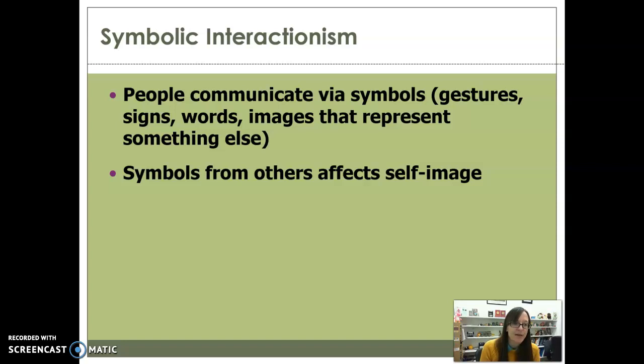So, an A on your paper is symbolic of intelligence or academic dedication. Wearing an expensive watch or driving an expensive car, that's symbolic of wealth. A band on your left finger indicates marriage, indicates stability. So we have attributed these things to what would otherwise be neutral symbols, but we have given them meaning. And then they affect our self-image because people treat us differently based on those things.